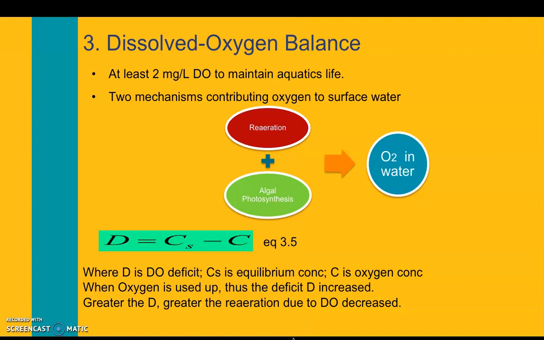From equation 3.5 in your book, we can know how much the dissolved oxygen deficit is by using this equation. D is the DO deficit, CS is the equilibrium concentration, and C is the oxygen concentration. So when the oxygen is used up, the deficit D will increase, meaning that the greater the D, the greater the re-aeration, because the dissolved oxygen has decreased.